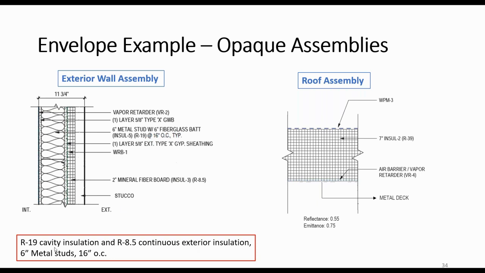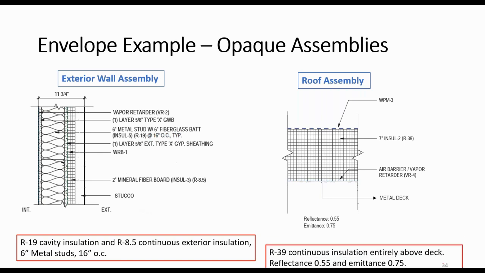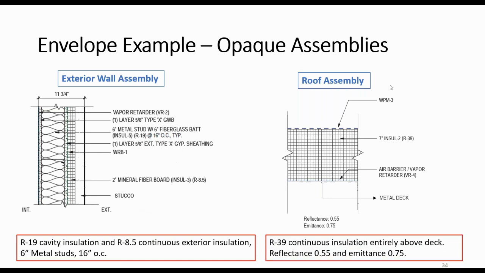So basically, we've got R19 cavity insulation and R8.5 continuous exterior insulation, 6-inch metal studs, 16 inches on center. So we get that from the design drawings, and I'll show you what we do with it in a couple minutes after we discuss the roof assembly.